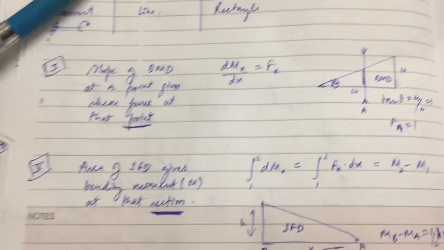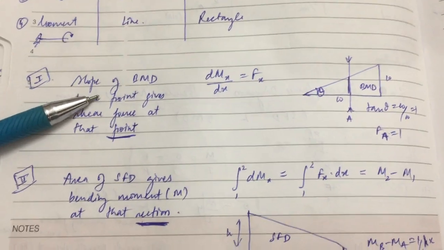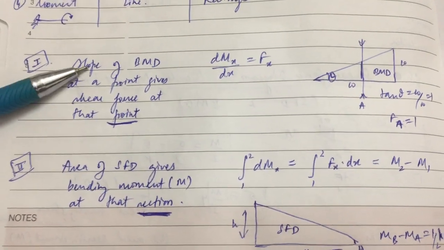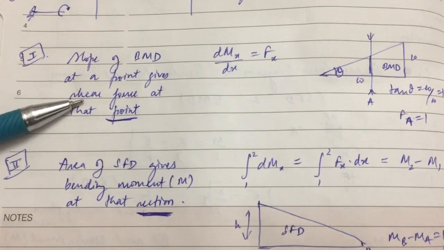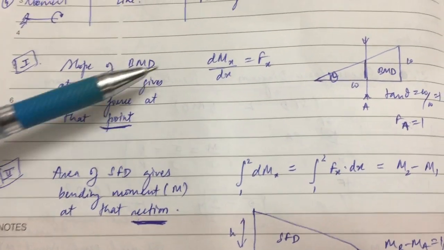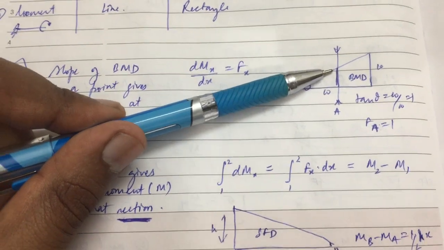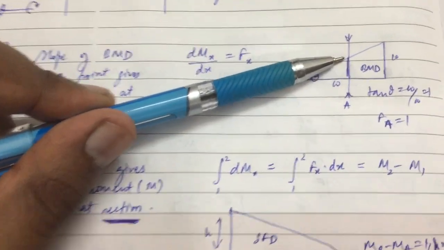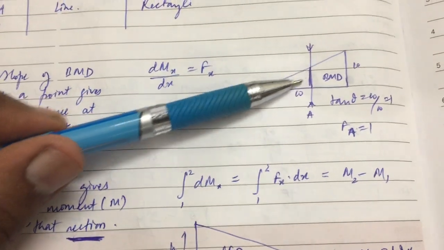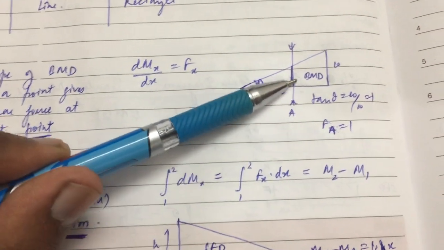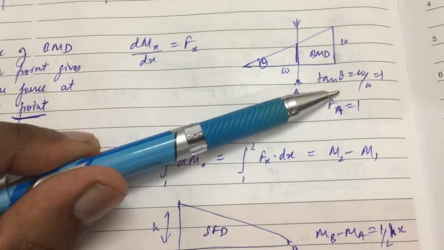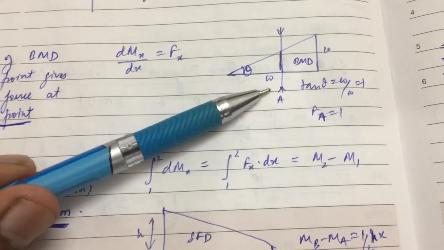So the slope of the BMD at a point gives the shear force at that point, only at that point. For example, this is the BMD, and if at this point the slope is something, the slope at this point gives the shear force at that particular point. For example, this is the BMD, so the slope is tan theta, and 10 by 10 is 1. That means the shear force at point A is 1.